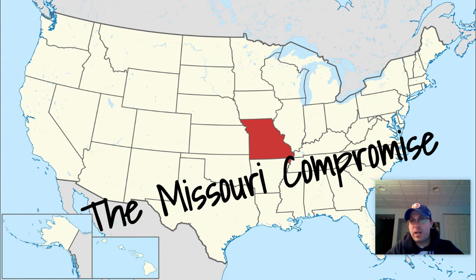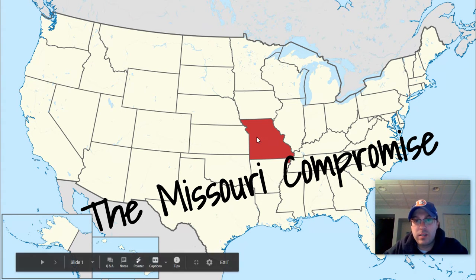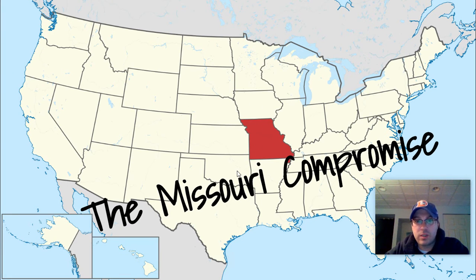This is the Missouri Compromise. Okay, the state of Missouri, as we know today, is located here at this red spot. On the map, this is the state of Missouri. Below it is Arkansas. To the left, we have Oklahoma, Kansas, Nebraska, Iowa, and Illinois, Kentucky, and here is Tennessee.